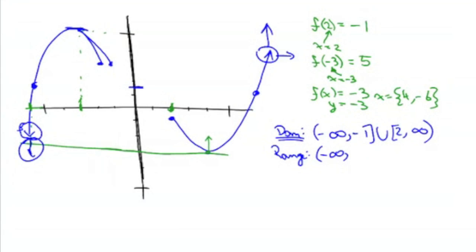Range gets tricky. Domain should be easy because all you're doing is looking left and right. But for some reason, when people look up and down, they kind of miss either that arrow or that arrow. So be really cautious. Negative infinity, positive infinity. All real numbers. It hits them all on the y-axis.